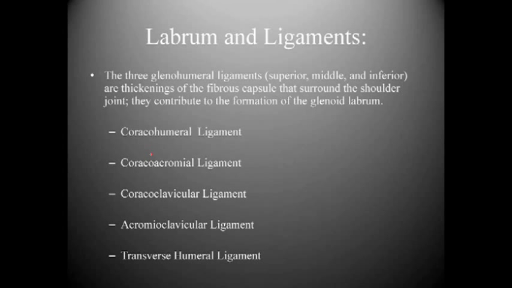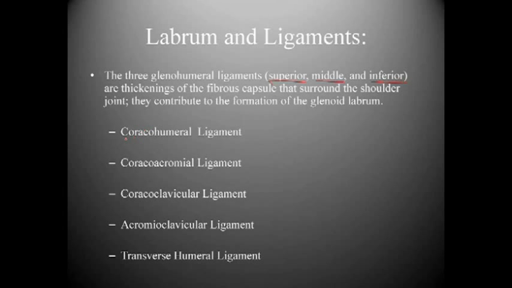So that brings us to the labrum and the ligaments. There are three glenohumeral ligaments, which we call superior, middle, and inferior, which are thickenings of the fibrous capsule that surround the shoulder joint. They contribute to the formation of the glenoid labrum.